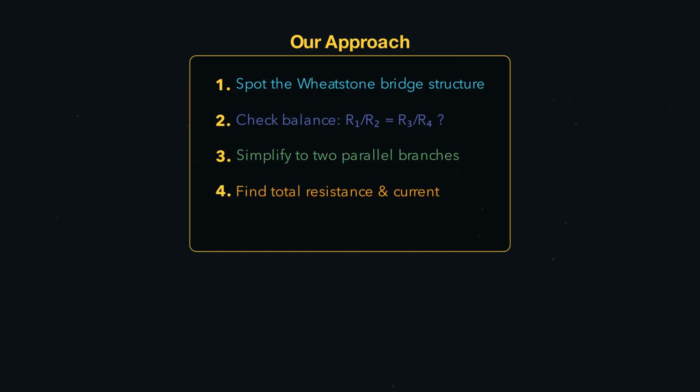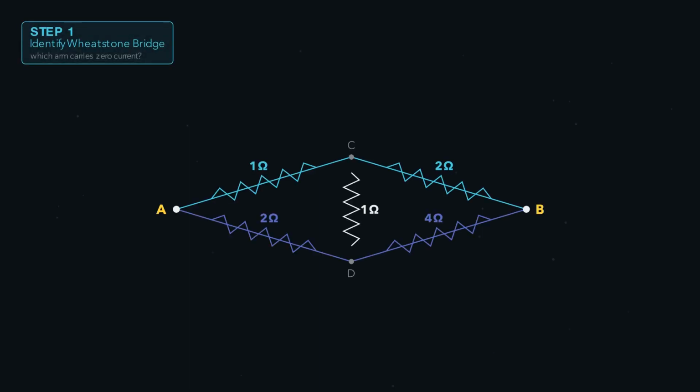First, we'll identify the Wheatstone bridge structure hidden in this network. Then we'll check the balance condition. If the bridge is balanced, that middle resistor is completely irrelevant. Next, we simplify to a basic parallel circuit, find the total current, and finally apply Joule's heating law.